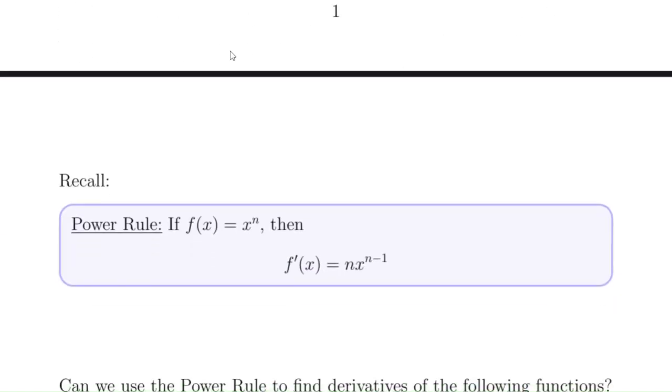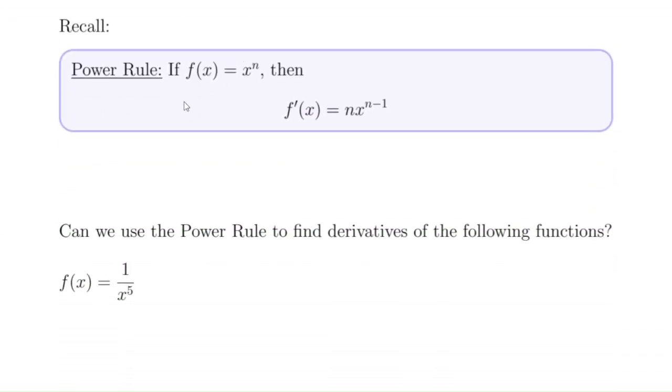So let's recall, what does the power rule say? The power rule says if f of x is x to the n, then f prime of x would be n times x to the n minus 1. So for example, if you had f of x equals x to the ninth power, what would f prime of x be? Well, it would be 9x to the 8th, right? Notice in this case the n is 9, so the derivative would be 9x to the 8th.